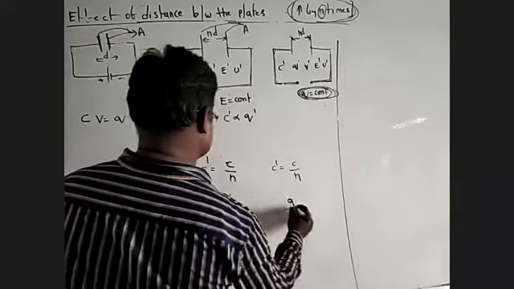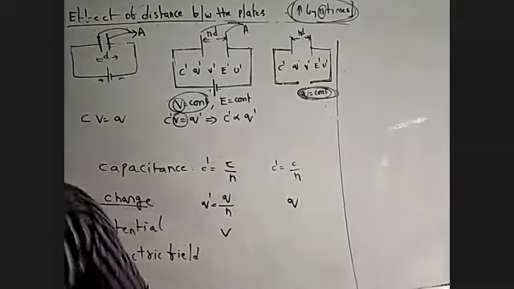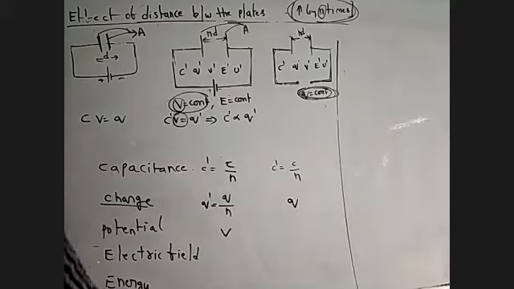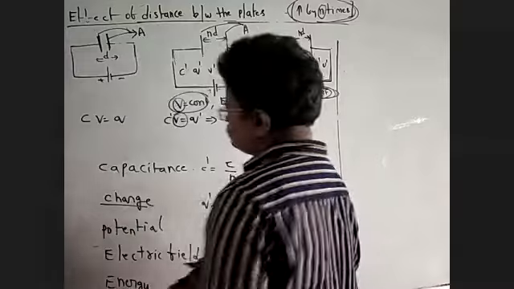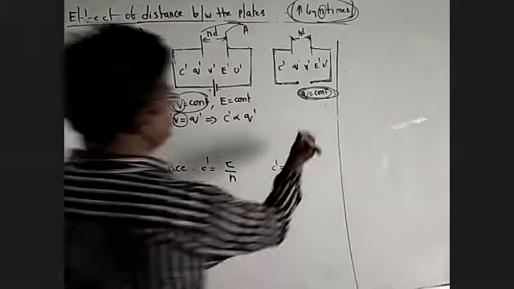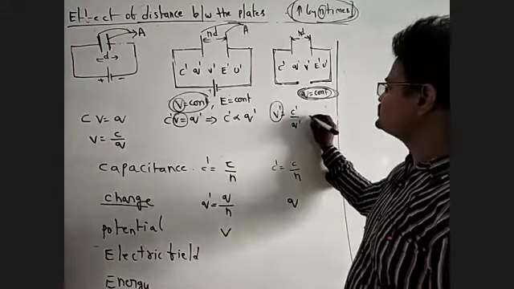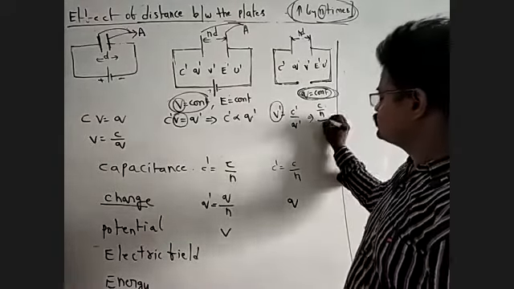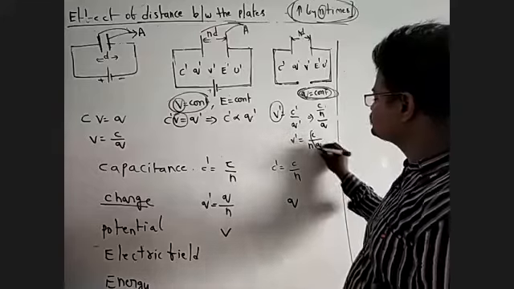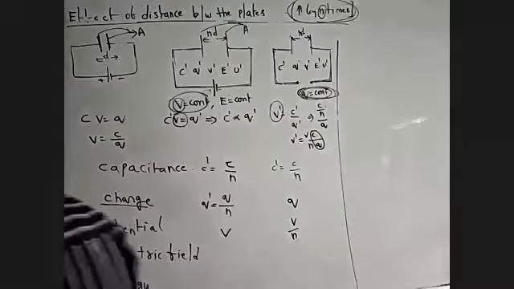Here, Q is constant. Now, potential. Potential is constant, I'm writing. Next, we have to check the potential. V = Q by C. Here, V dash = Q dash by C dash. What is the C dash value? C by N. The Q dash value is Q. So V dash = Q by (C by N), which we are going to write as N times V. I'm writing V by N.